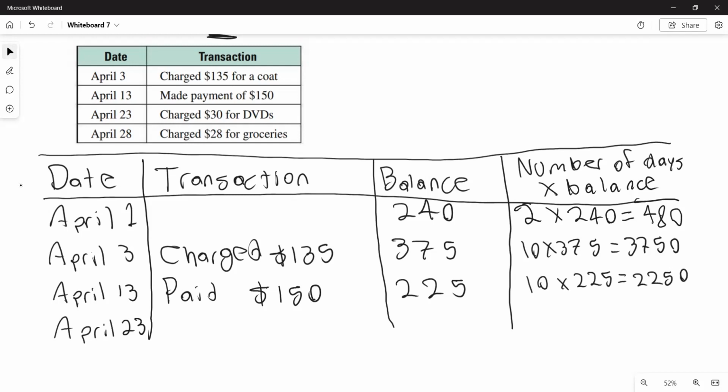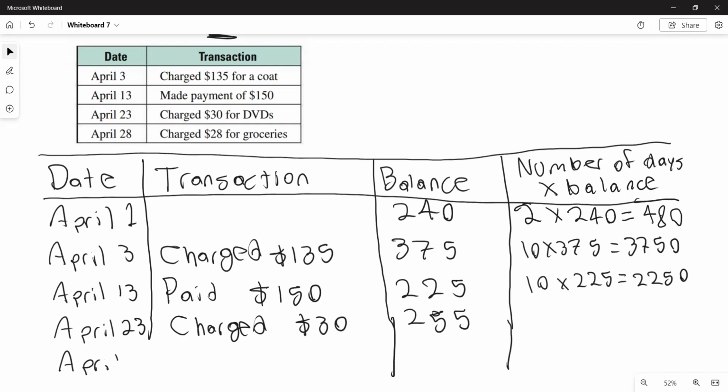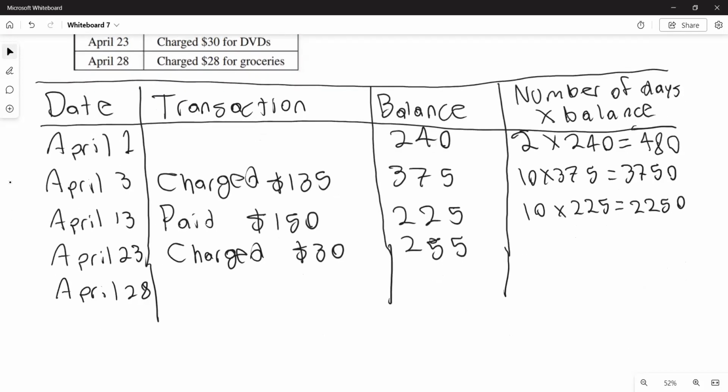Okay, on April 23rd, this person was charged $30 for DVDs. So the balance is now 225 plus 30, that's 255 until April 28th. So from April 23rd to April 28th, that's 5 days with a balance of 255, or $1,275.